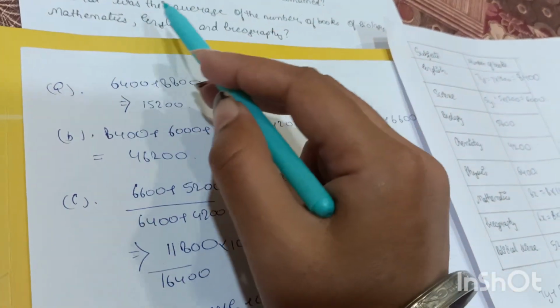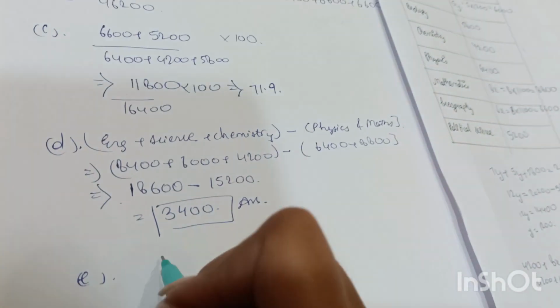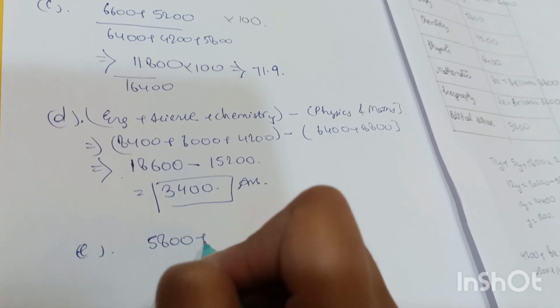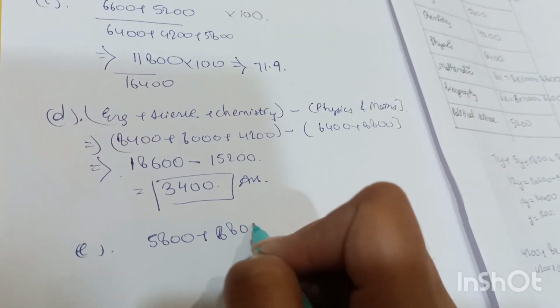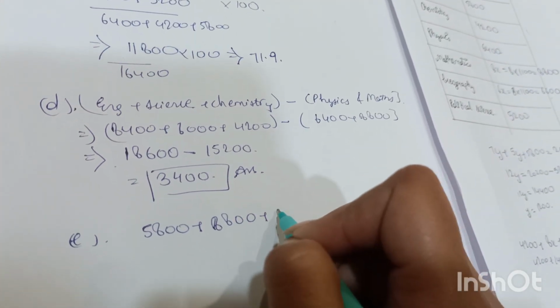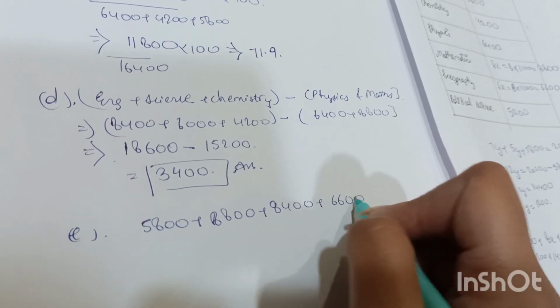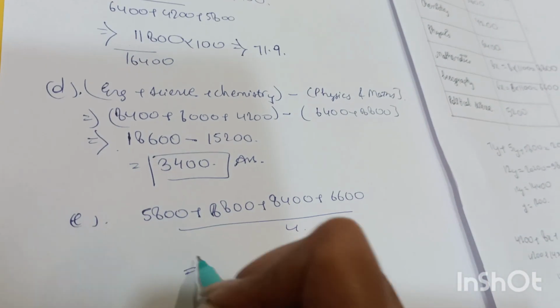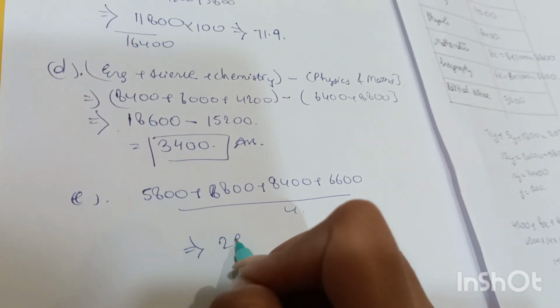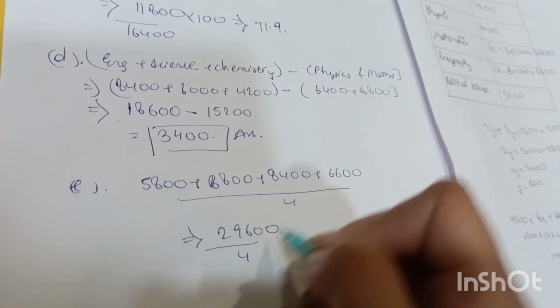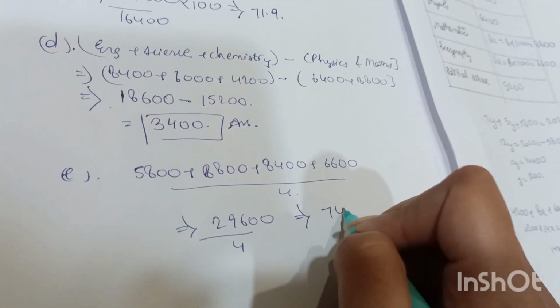For E, what is the average of bio, maths, English, and geography? So bio, maths, English, geography upon 4. So when you will calculate, you will get the value as 29600 upon 4. You will get the value as 7400.